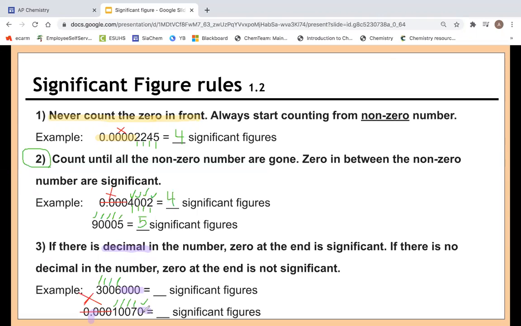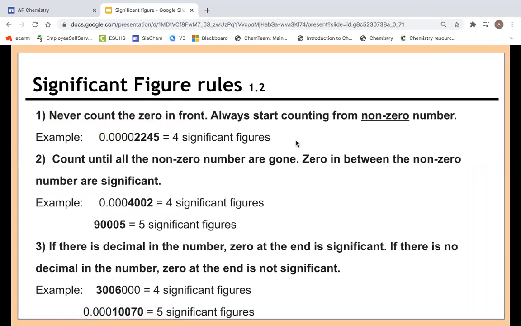So this counts. That means 1, 2, 3, 4, 5. This is 5 significant figures. This one, there is no decimal at all. That means these at the back don't count. So I just count the earlier ones. 1, 2, 3, 4. 4 significant figures. Okay, so hopefully that makes sense. So this is significant figures and how to count them. All right, moving on.